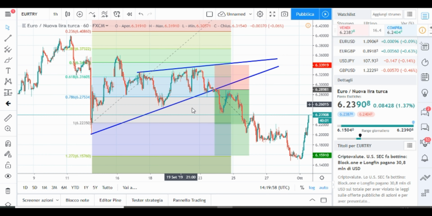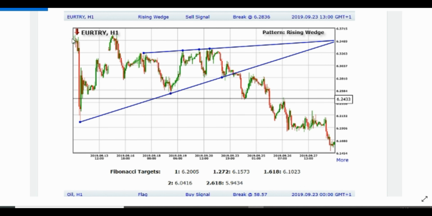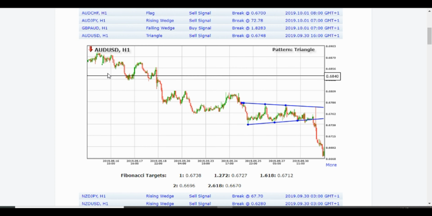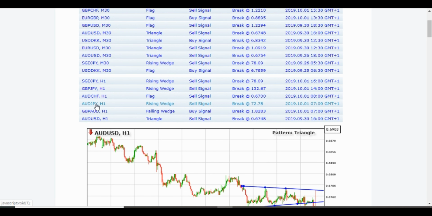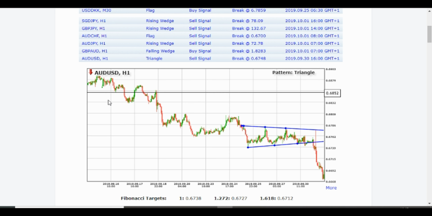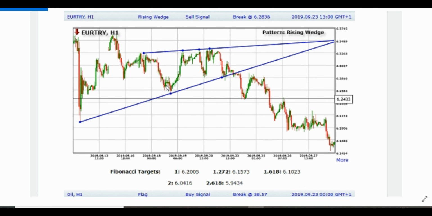Okay, I found the screenshot. As you can see, the euro and the Turkish lira, 1 hour time frame, a rising wedge, sell signal, and this was the signal provided by FOREX Trendy. Okay, you see the rising wedge here. Okay, I wasn't finding this on the member page because they are always updating the new completed patterns. So, but fortunately I was recording another video and I saved the screenshot.